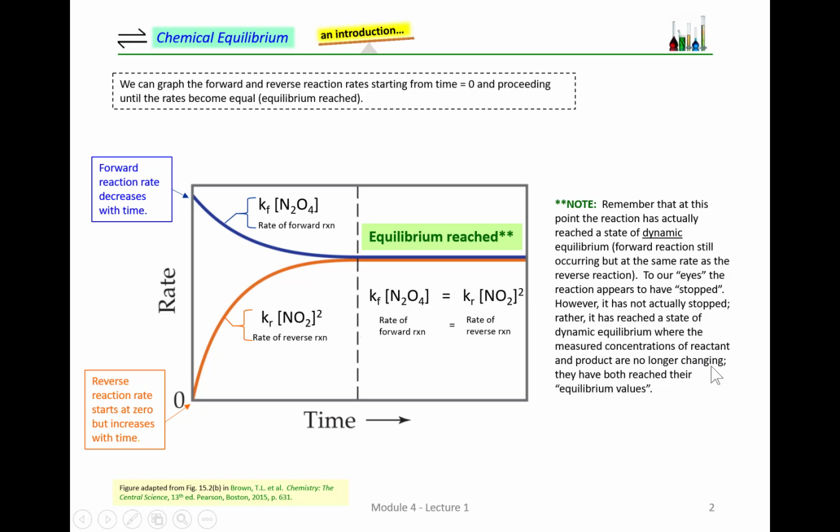So it appears to us that the reaction has stopped because the concentrations of N2O4 and NO2 don't seem to be changing, but that's because they're in dynamic equilibrium. The rate of the forward reaction equals the rate of the reverse, and we say that the reactant and product concentrations have reached their equilibrium values.